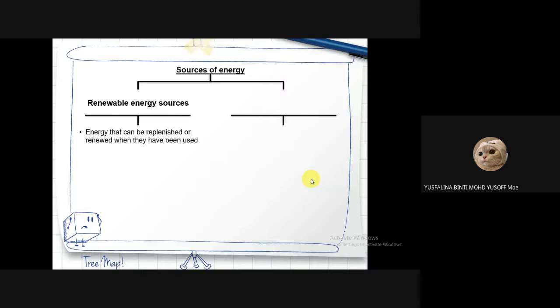The first type of energy is renewable energy sources. What are renewable energy sources? The energy that can be replenished or renewed when it has been used, so it will not finish, it will always be there. Examples of renewable energy sources are hydroelectric, so hydro means water, right? Wind energy, tidal energy, biomass energy, solar energy, firewood, geothermal energy. These are the examples of renewable energy sources.